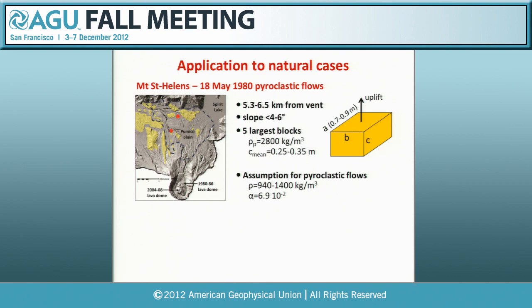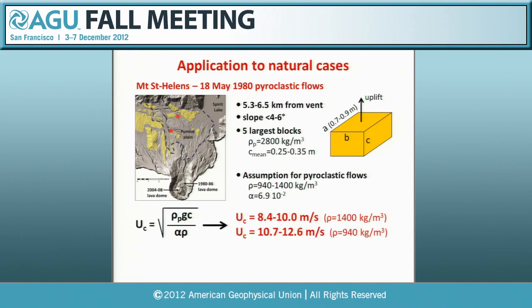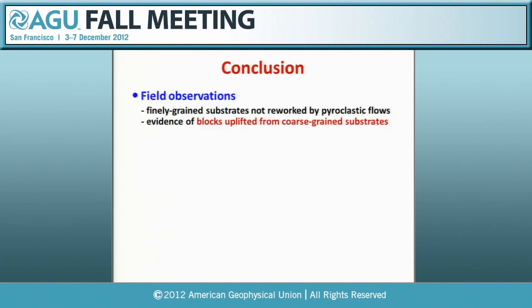Now, for calculations, we assume a bulk flow density of 1,400 kilograms per cubic meter, and we assume a minimum value corresponding to an expansion of 60%, as suggested by other laboratory experiments. Now, taking into account the critical value for uplift of the particles, we obtain flow velocities of about 10 meters per second, which is in good agreement with flow velocities reported by Oblitz for flows that occurred 3 months later at the same distances from the vent, and the agreement is particularly good for the dense flows.